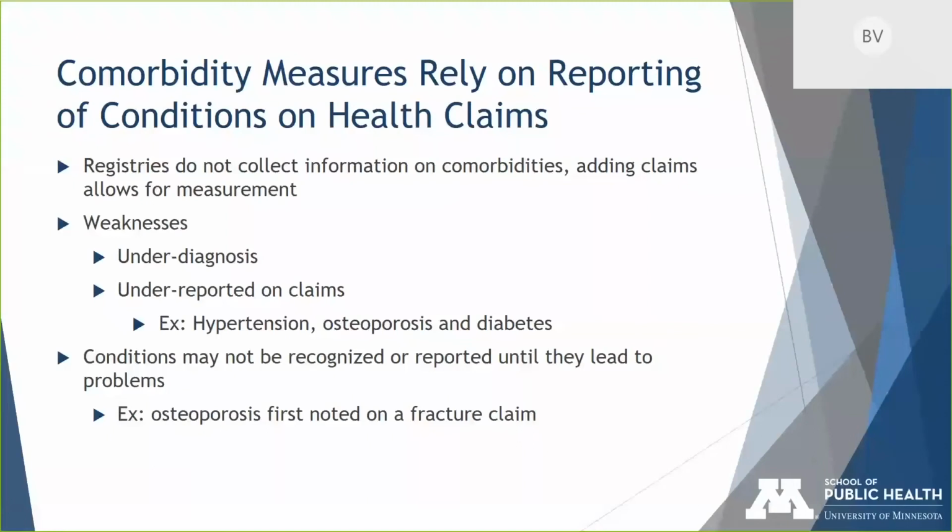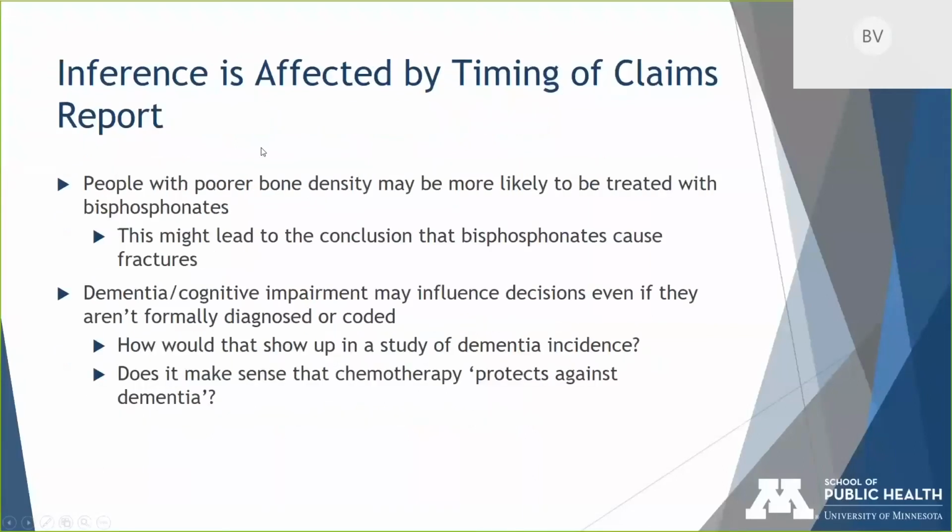Conditions that may not be recognized or reported until they lead to problems doesn't mean that the beneficiary, the patient that we're looking at, does not actually have it. It just means that there was no reason to report it, or it wasn't recognized until they've had a problem. So, for example, osteoporosis might be first noted on a fracture claim, but I think that most of us would think, oh, they probably had it prior to their fracture, right?